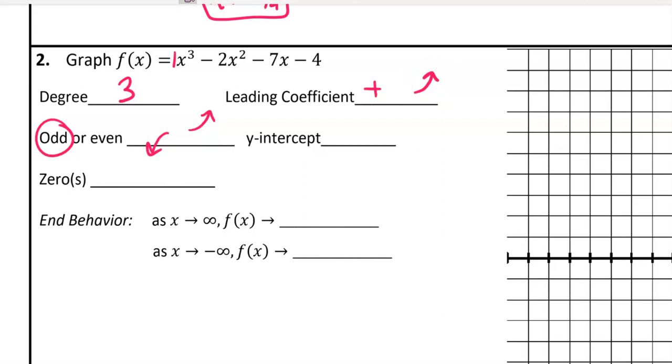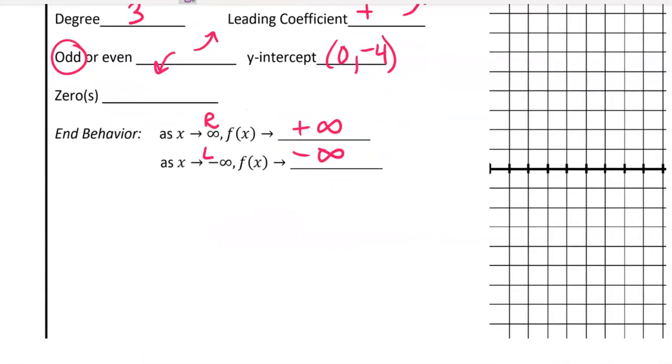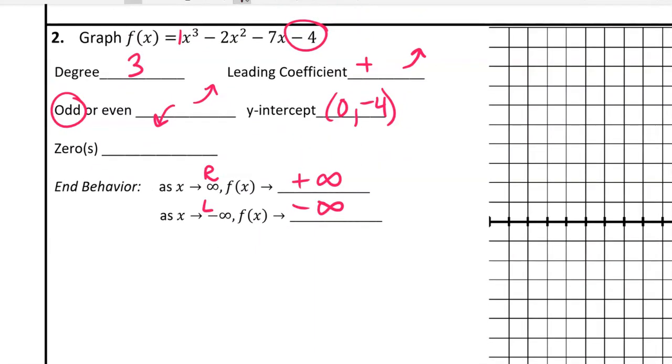What is my y-intercept? Remember, that's the constant. And here we have negative 4. So our y-intercept will be at 0, negative 4. Our zeros we'll find later. And behavior. As x approaches positive infinity, that's the right hand, it's going up towards positive infinity. As x approaches negative infinity, that's the left hand, it's going down towards negative infinity. All right, let's go ahead and copy down our polynomial so we can start to work on it.